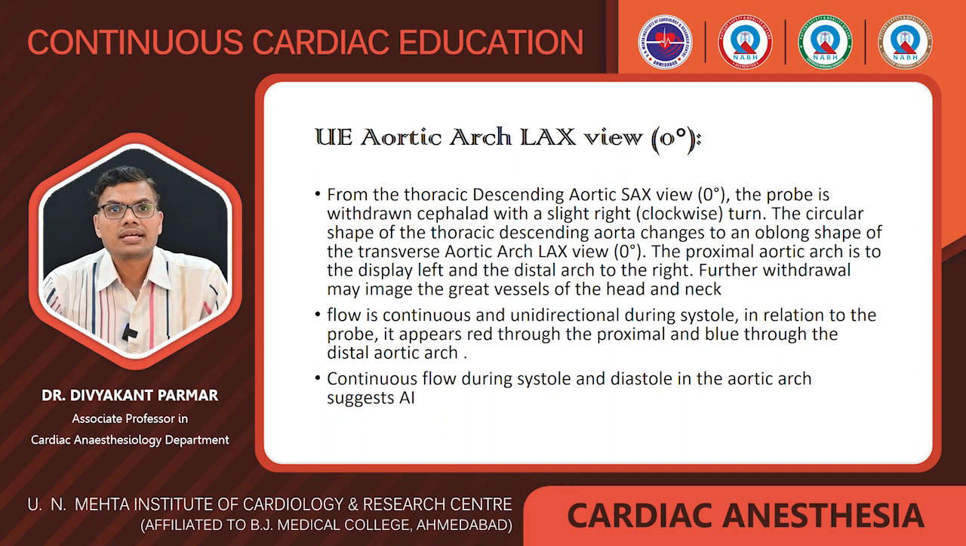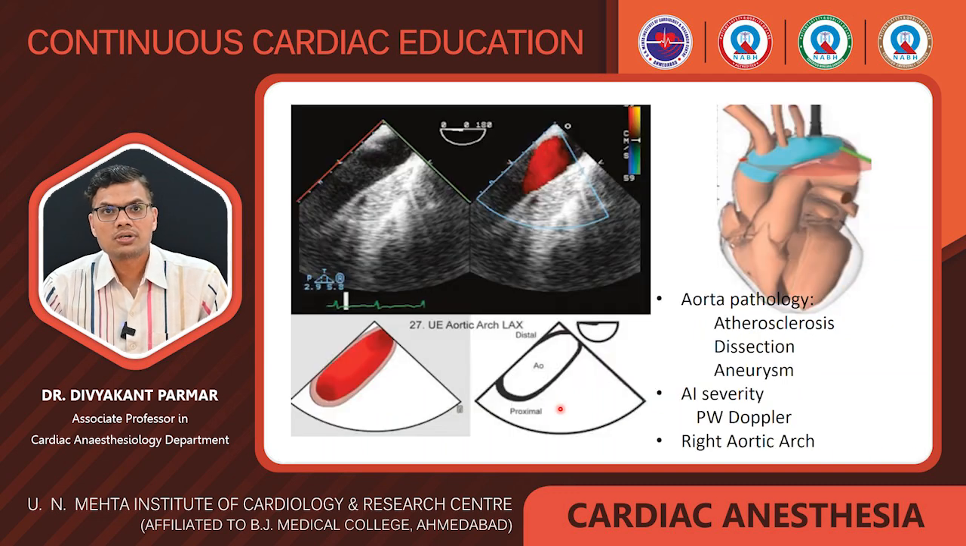Upper esophageal aortic arch long axis view. So from the descending aortic short axis view, we have to withdraw the probe and do a slight right side turn. Then we can see this oblong shape of the transverse aortic arch long axis view. So as we withdraw the probe, we can see this oblong shape. So this is the aortic arch. Here the proximal aortic arch, and this is the distal aortic arch.